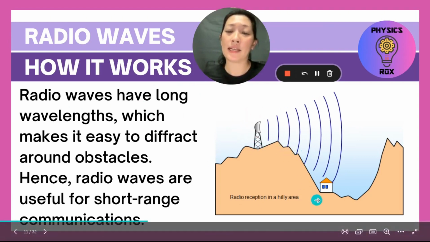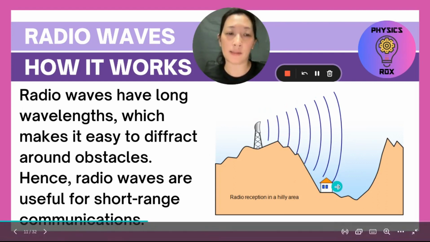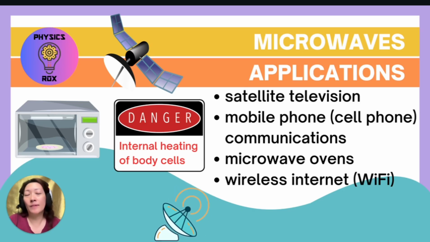So if, let's say, this is the Healy area, the waves, because of the large wavelength, can easily travel around the obstacle and reach the recipient. Radio waves are very useful for short range communications. Right. Now, let's move on to microwaves.